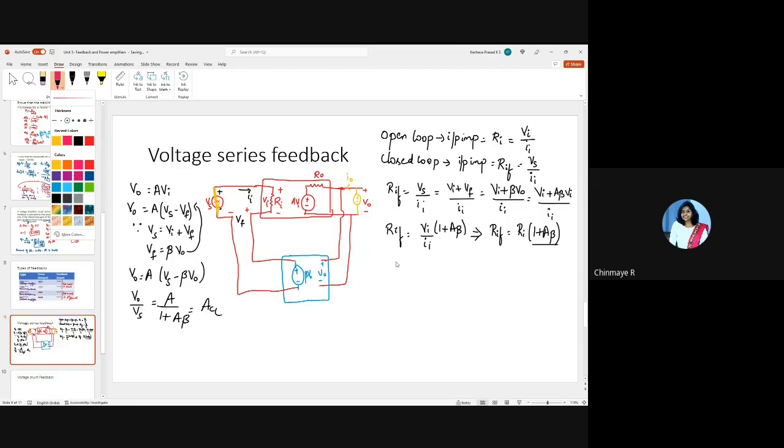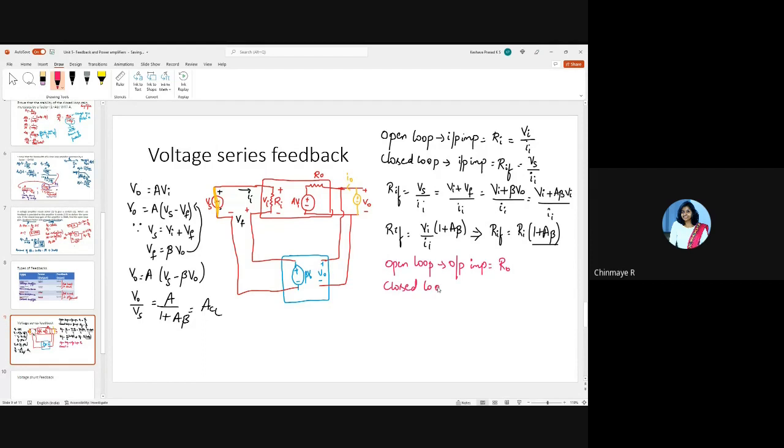So now let us solve for the output impedance of the closed loop amplifier here. So in case of open loop, the output impedance is equal to R0, right? So the output impedance is equal to R0. So in case of closed loop, let's call that ROF.